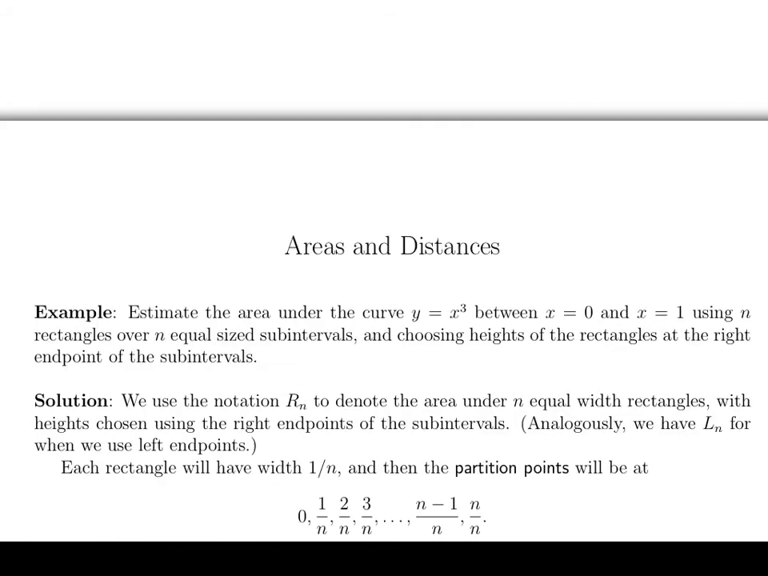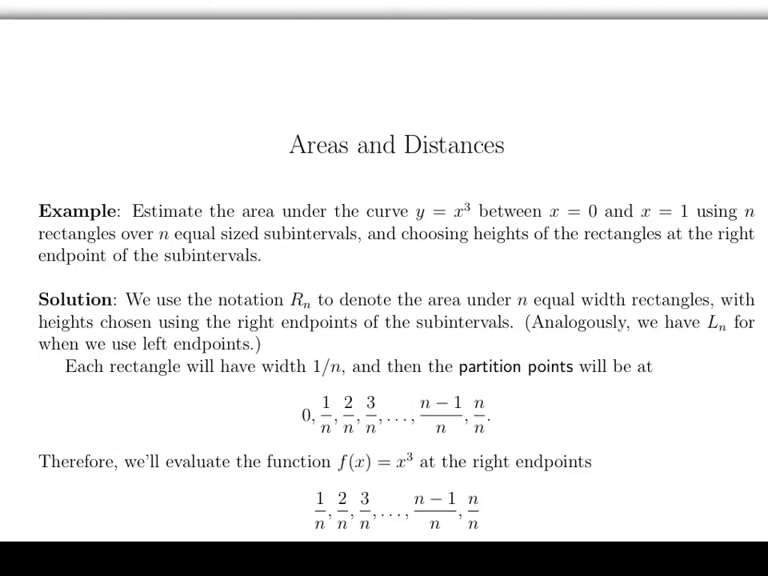Now, each rectangle is going to have width 1 over n, and when we do that, then our partition points, where we're chopping up these rectangles, they're going to be at 0, 1 over n, 2 over n, 3 over n, all the way up to n over n, because they're spaced apart by units of 1 over n. So these are the partition points that go into making these subintervals.